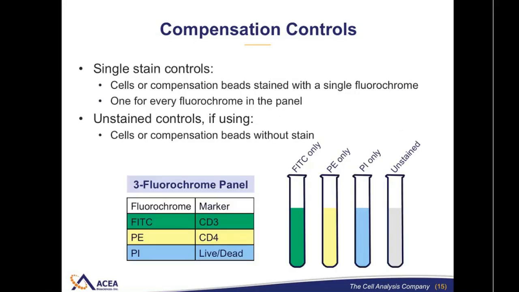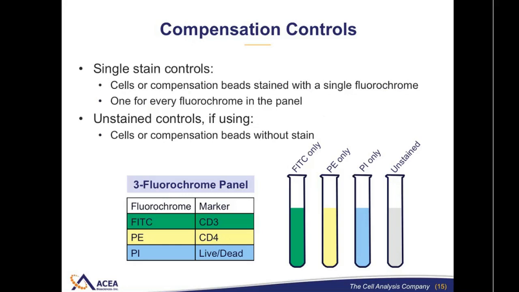Compensation is calculated using single-stain controls, and these can be created using beads or cells. And as you can imagine, they only contain one single stain in each of the different controls. So a single stain should be created for every fluorochrome in the panel. And then just a few notes about compensation beads. There are many different suppliers of these beads, and they are used with fluorochrome conjugated antibodies.